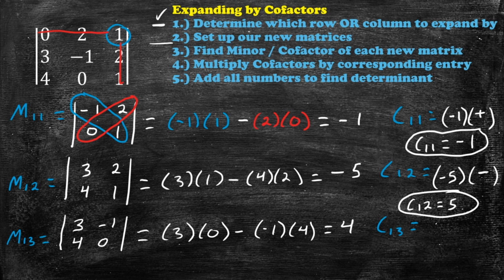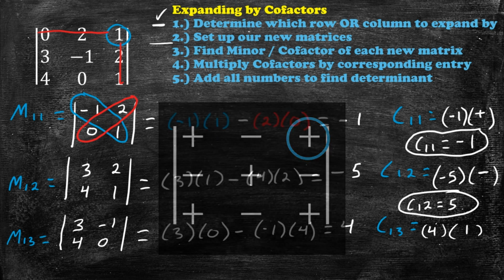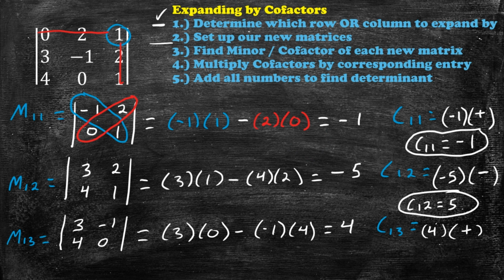All right. Now let's look at the third one. Our minor is 4, and I'm going to pull up the cofactor matrix again. We're looking at row 1, column 3. That sign is a positive, so I'm going to go ahead and put a positive sign in that parenthesis there. And then we find out that our cofactor is equal to +4. All right, so we found our minors and we found our cofactors. So we are now at step 4. So let's go ahead to the next page and finish this off.